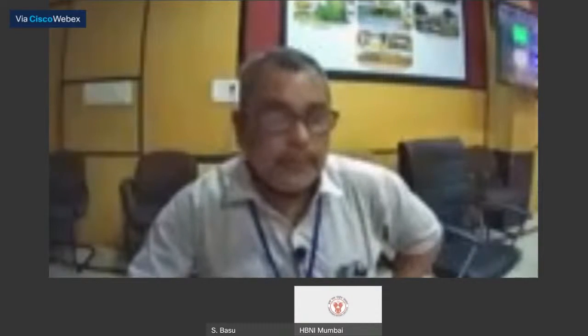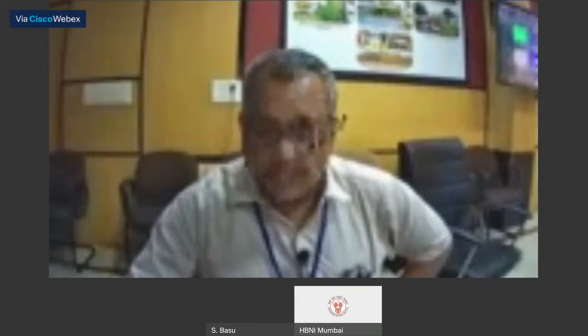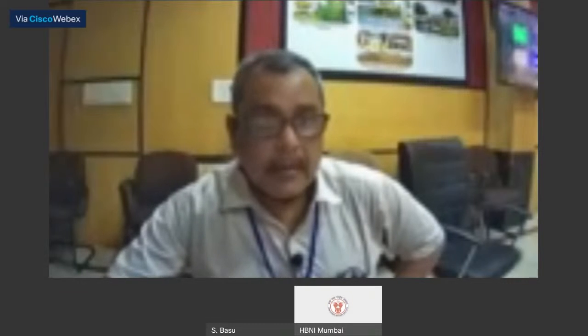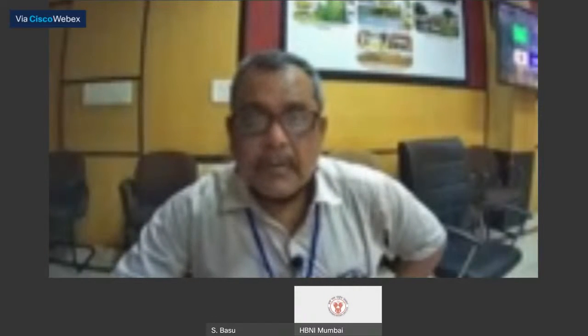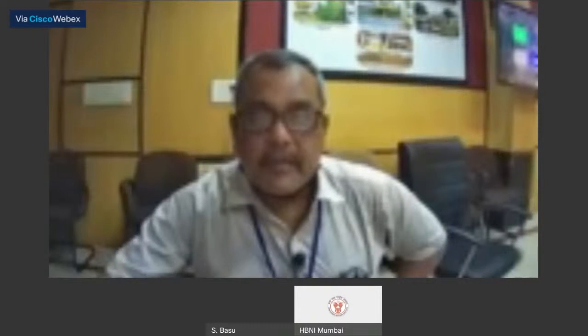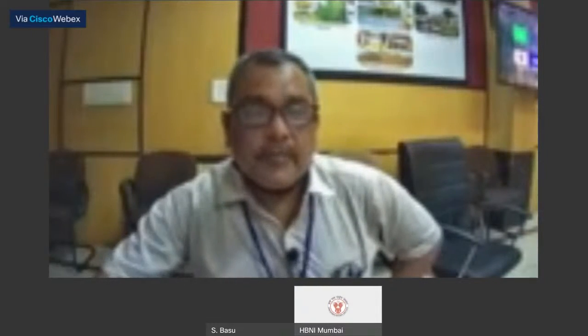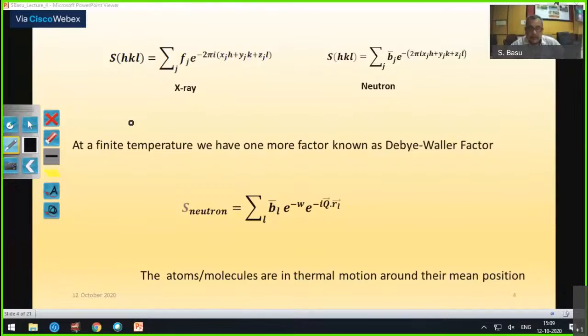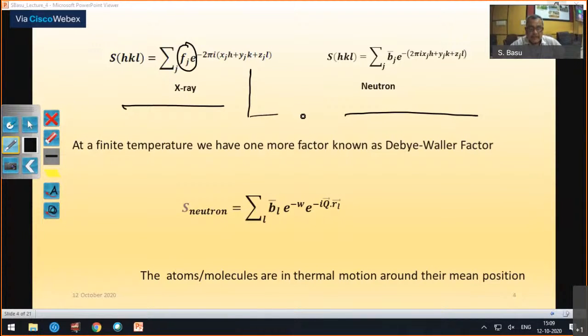So what I showed you last time, when we evaluate the structure factor for X-rays or for neutrons, they are almost the same except for this term, which is the form factor, which falls for X-rays as a function of Q, whereas in case of neutrons it is the scattering length, which remains the same versus Q. That's why in case of X-rays you don't see the large angle peaks or the large Q peaks, but in neutrons you can see.